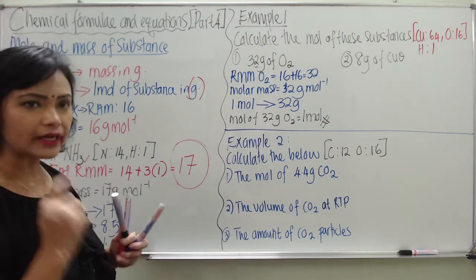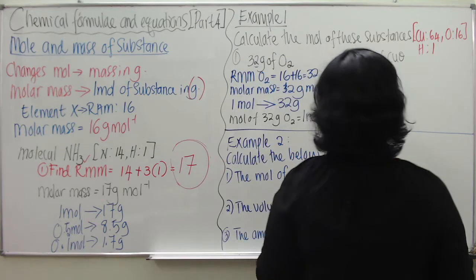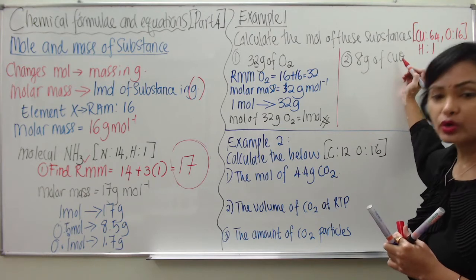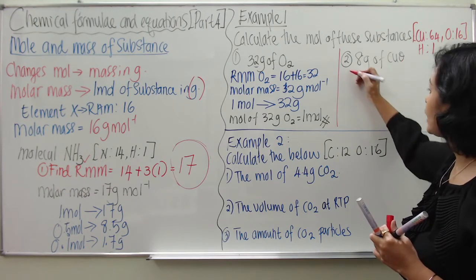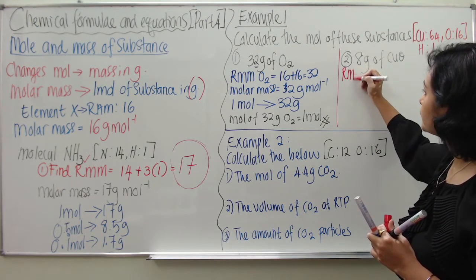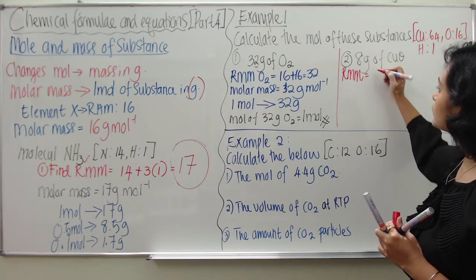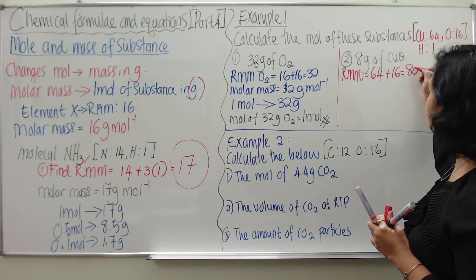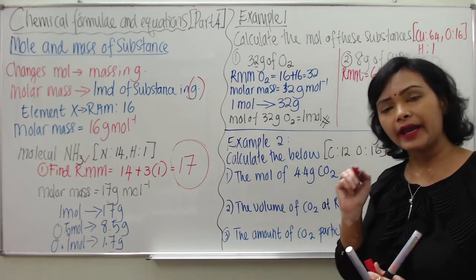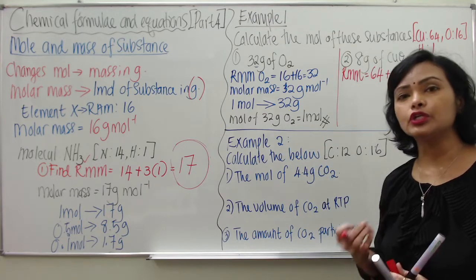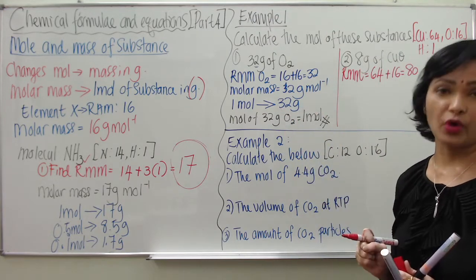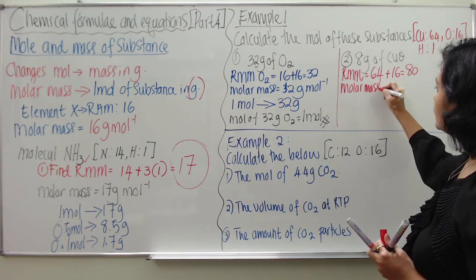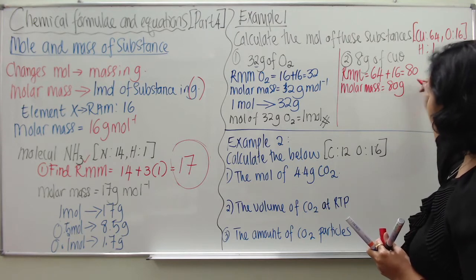Now let's go to the second example. This is going to be a bit tougher. Let's go to 8 gram of copper 2 oxide. Let's determine the RMM, relative molecular mass, of copper 2 oxide: 64 plus 16, which is equivalent to 80. Now, after students get the 80, you can happily change this into molar mass. So molar mass equivalent to 80 gram per mole.